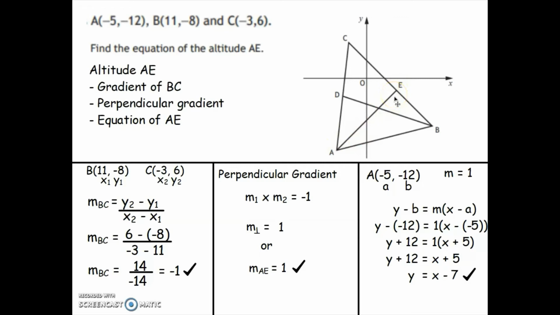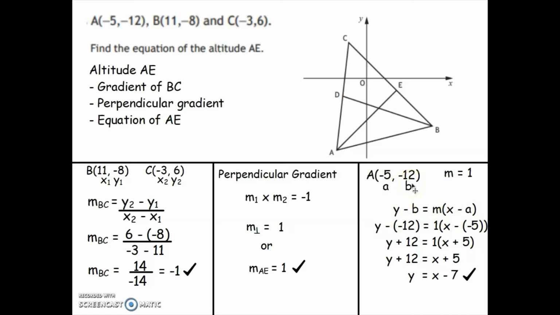Now the thing is, I could either substitute in the coordinate for E or the coordinate for A, but the problem I've got here is I don't know the coordinate E here. Now a common mistake is for people to substitute in the midpoint, but altitudes are not necessarily in the middle. So we can't assume that E is the midpoint. So what we've got to do is sub in our A coordinate into y minus b equals m bracket x minus a.